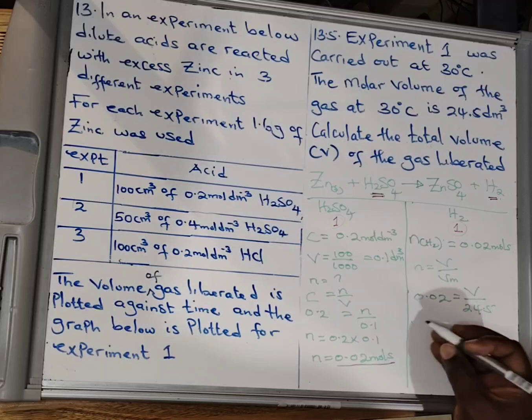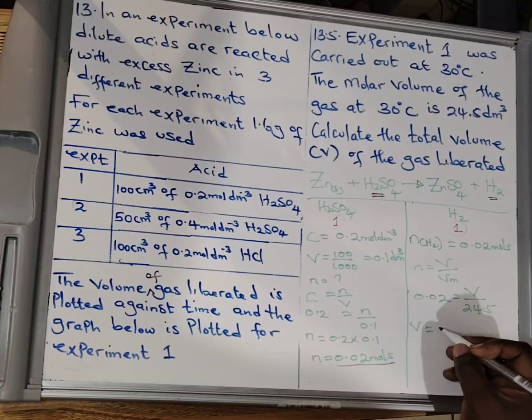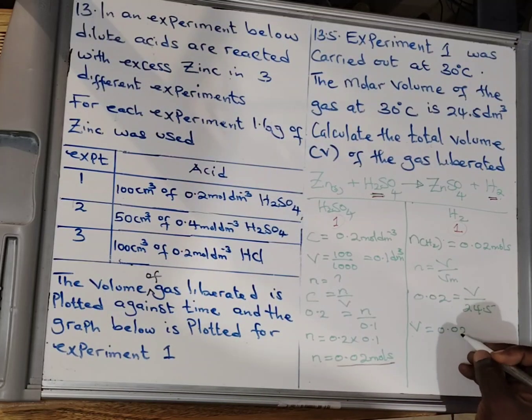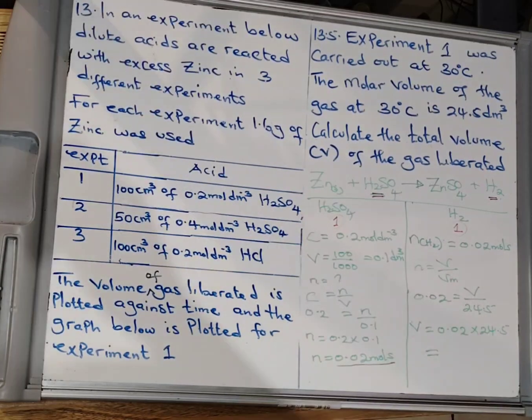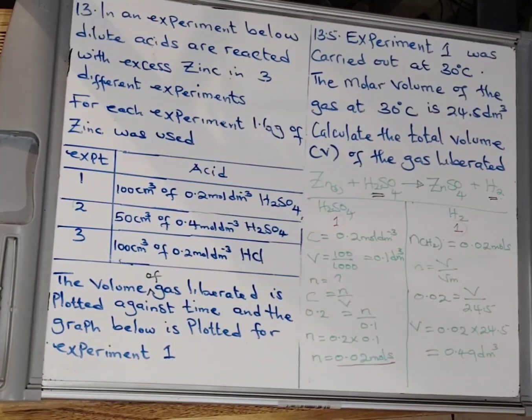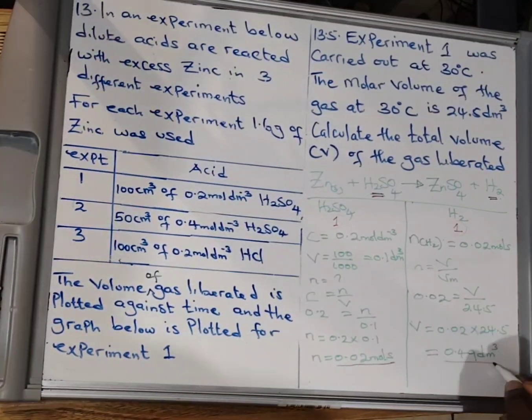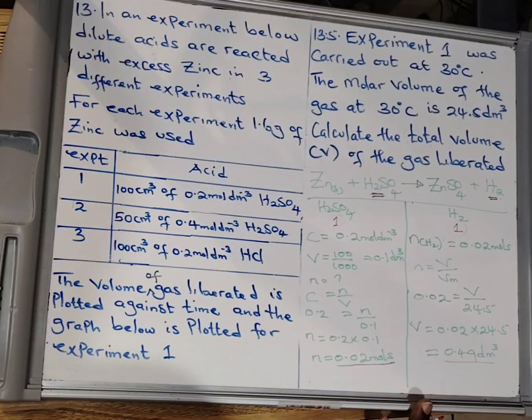At this level, we have now the volume given by 0.02 times 24.5, giving you this volume in cubic decimeter, 0.49 cubic decimeter. Okay, so that's the question, that's the answer.